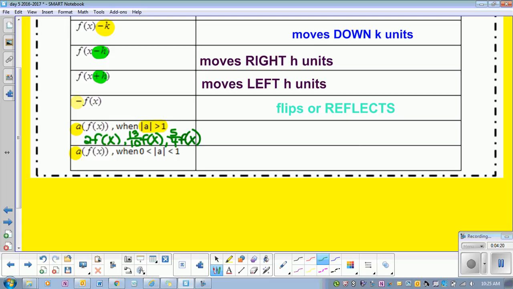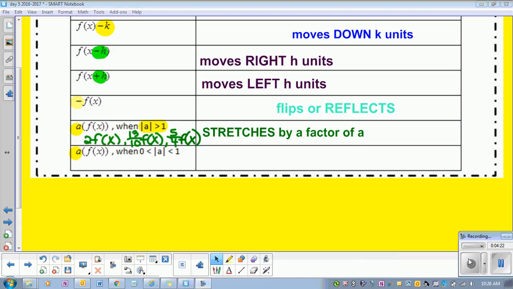So when you multiply by a number that's bigger than 1, it stretches. I want you to write just that. Just write stretches.